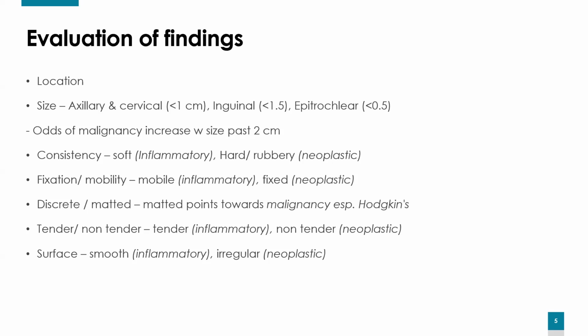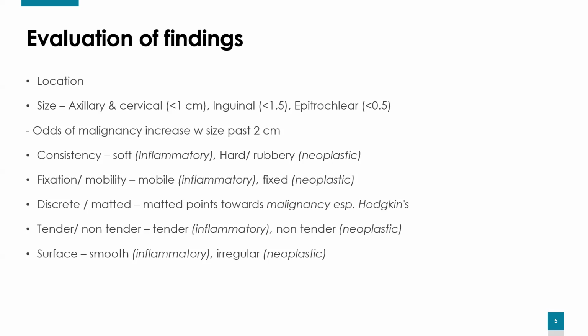Next is the size. So how do you go about the size? Axillary and cervical lymph nodes are usually less than 1 centimeter. So if you find the lymph node is like 0.8, 0.7 centimeters, that's insignificant. Those are normal. Inguinal lymph nodes, along the inguinal canal, are usually less than 1.5 centimeters. You guys know how to measure with your finger: your finger is 2 centimeters, and you put your finger over there.